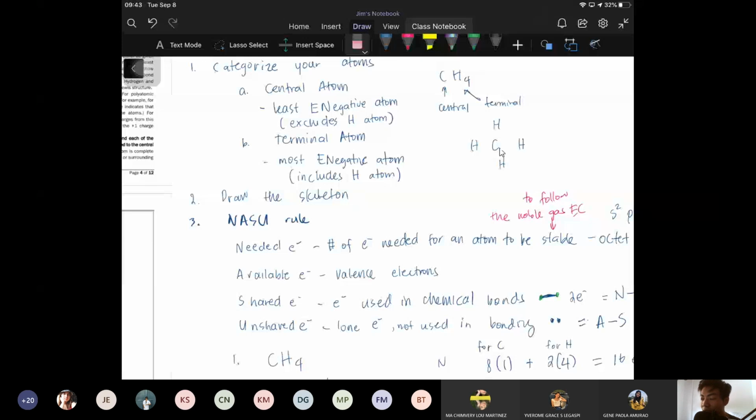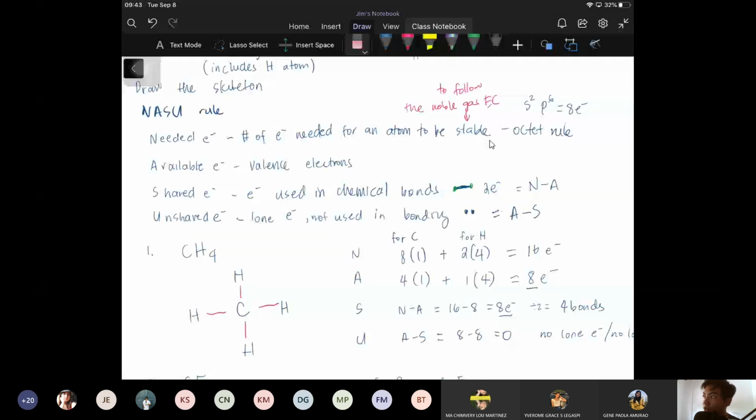But not all atoms can do the octet, no? Especially hydrogen. Hydrogen can only accept 2 electrons. Okay? But for other atoms found in the p orbital, they can follow the octet rule. A: available. This is the valence electrons. The valence electrons correspond to your group number. For group 1, 1 yon. For group 2, 2, 3, so on and so forth, up to 8. So 8 valence electrons.